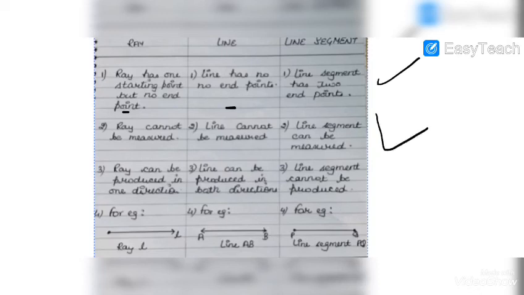Now ray can be produced in one direction. Line can be produced in both directions. Line segment cannot be produced. So you have to draw these figures. Ray: one side dot and one side arrow. Both side arrows, it's a line, and both side dots is a line segment.